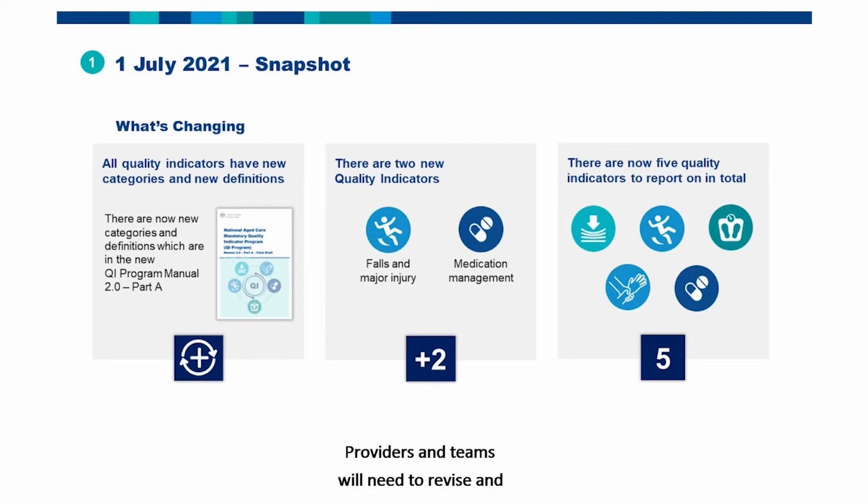Providers and teams will need to revise and understand all new quality indicator definitions and requirements and report accurately against the definitions and reporting requirements outlined within the QI Program Manual 2.0 Part A. The new requirements are shifting to enhance the quality and type of data and to make collection and reporting easier. The 5 quality indicators from 1 July 2021 will be pressure injuries, physical restraint, unplanned weight loss, falls and major injury, and medication management.